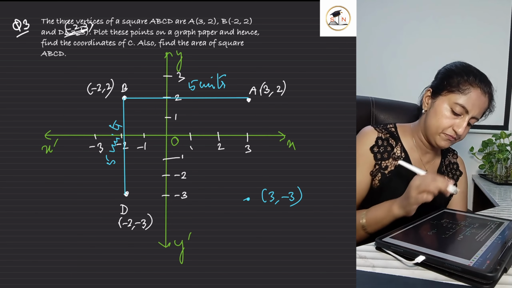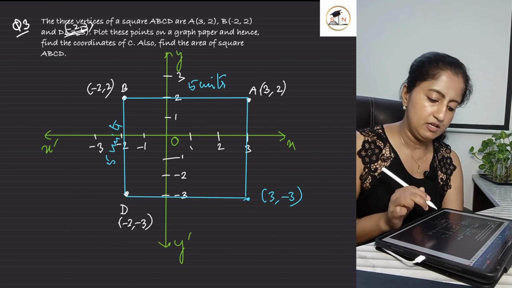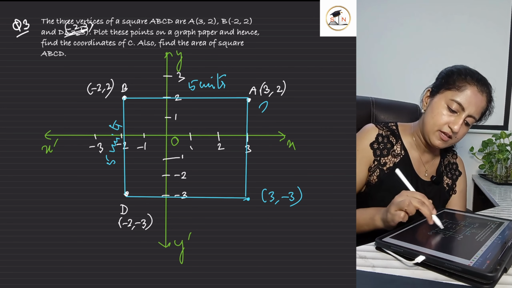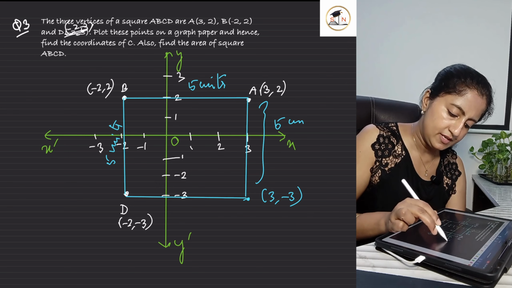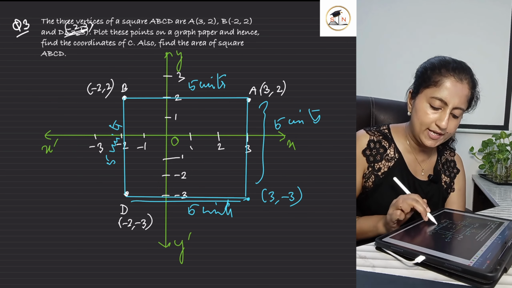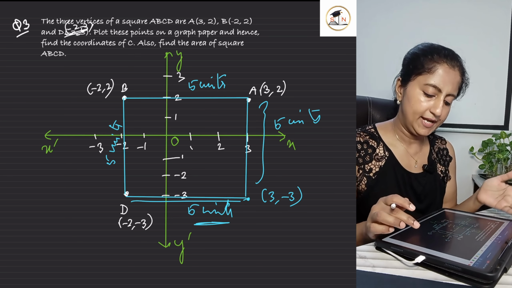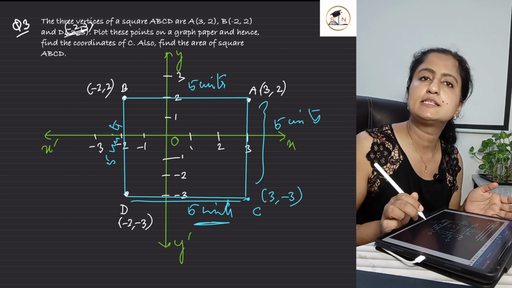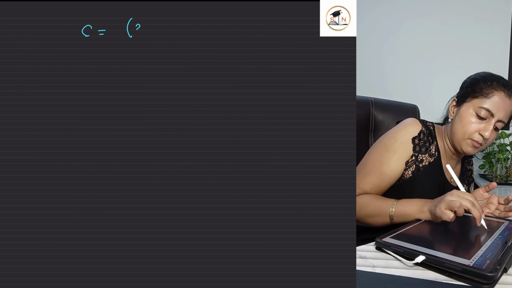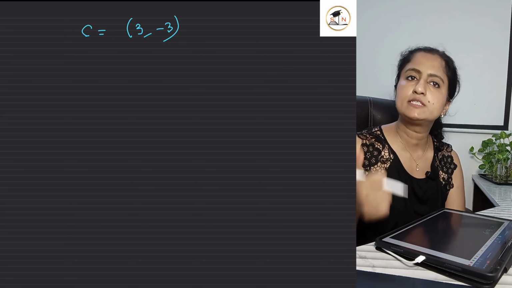Because this is going to be, if you join now, see what happens. When we are joining this point, what we are getting, we form a square because this height is again 5 units and this length is also 5 units, right? So we get a square, right? Now, what does that mean? It means we have got the C vertex, C equals 3 comma -3, right? We plotted, we found C.